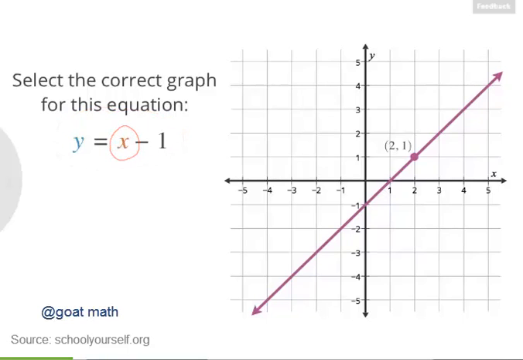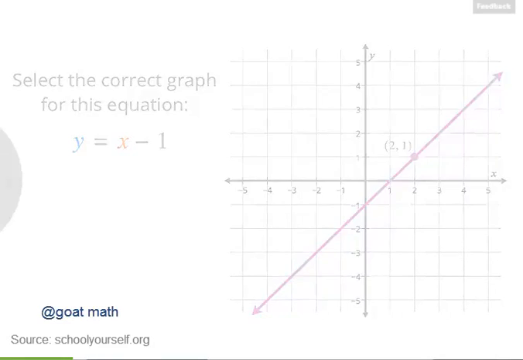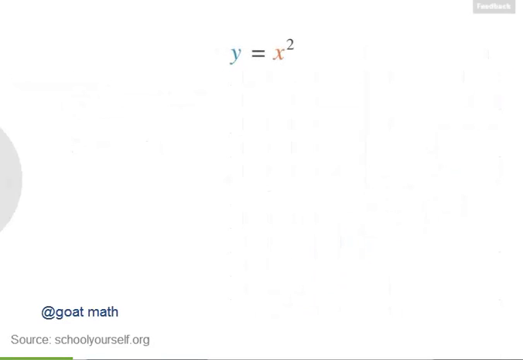When x equals 2, y equals 1. In this lesson, we'll be coming up with a graph for the equation y equals x squared. Now, when x equals 2, what does y equal?